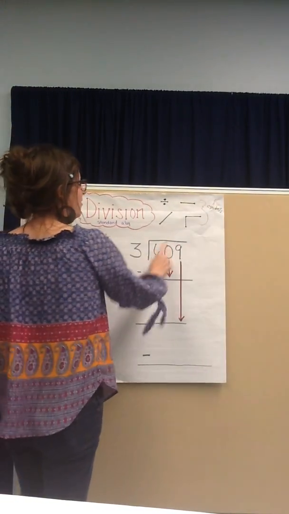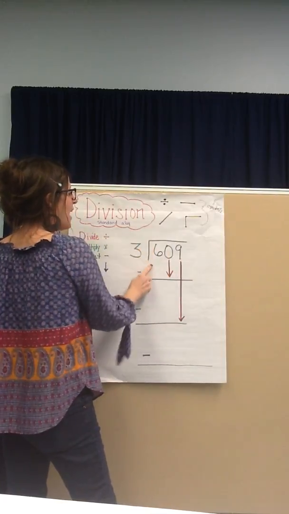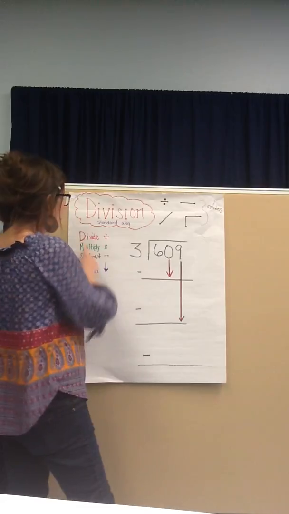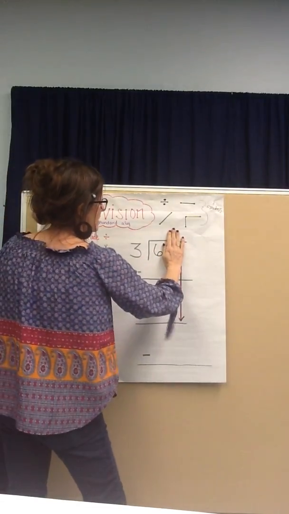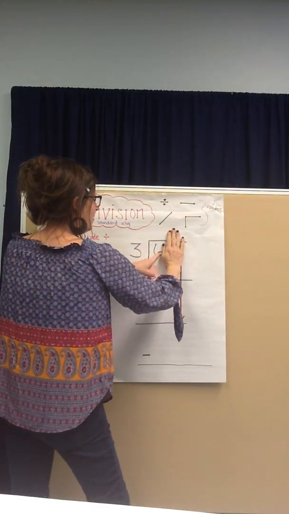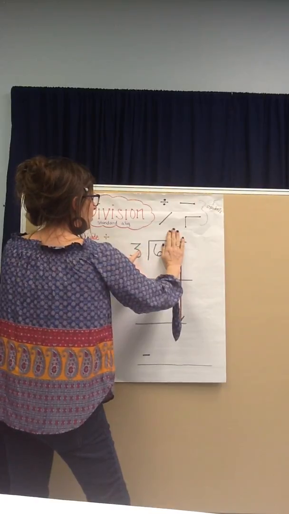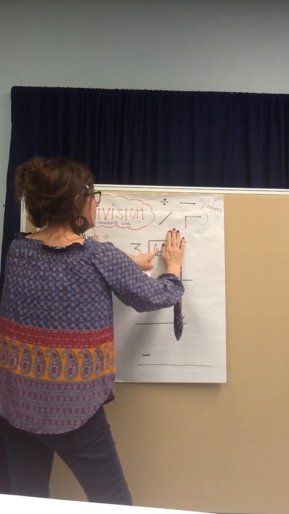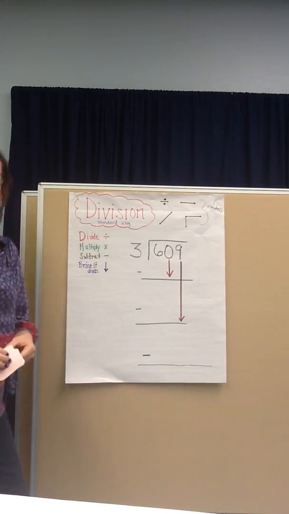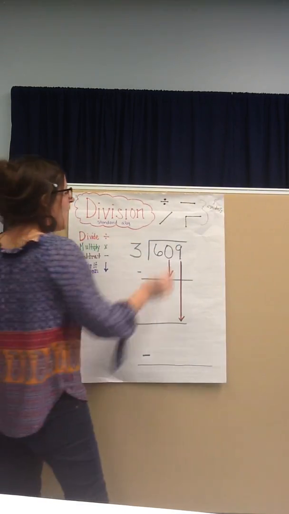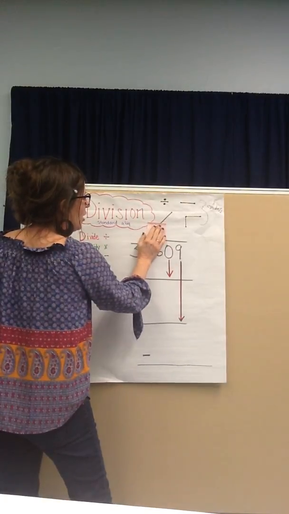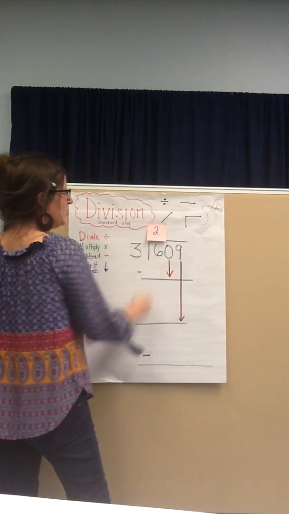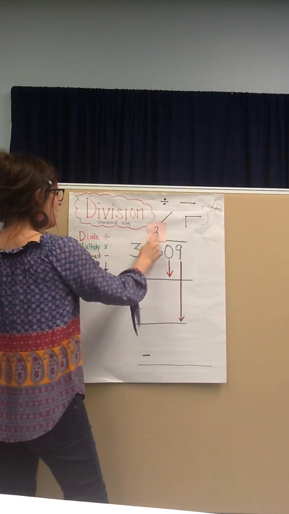Okay, so we have our dividend, 609, divided by our divisor, the number 3. So the first step is to divide. I always cover these numbers and I start small and I say, can you have 6 things and share them with 3 people? So you're thinking 6 divided by 3. And in my head I'm saying 3 times what would get me to 6? Yeah, exactly right. So I put the 2 right over the hundreds place in my quotient. I divided 6 divided by 3 and I got 2.